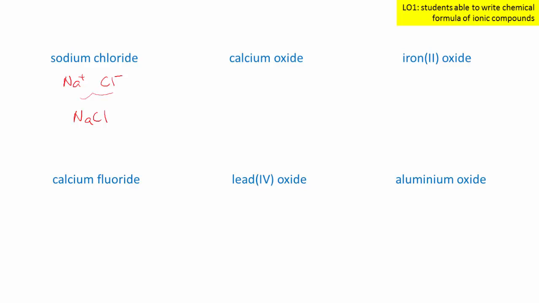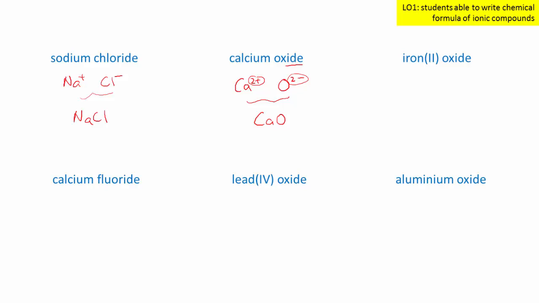Next, let's look at calcium oxide. Calcium is group 2, so it's calcium 2+. Oxide comes from oxygen, and it's group 6, so it's O2-. And the charge now is equal and opposite. So they simply combine these two together to form CaO, because 1:1 ratio.